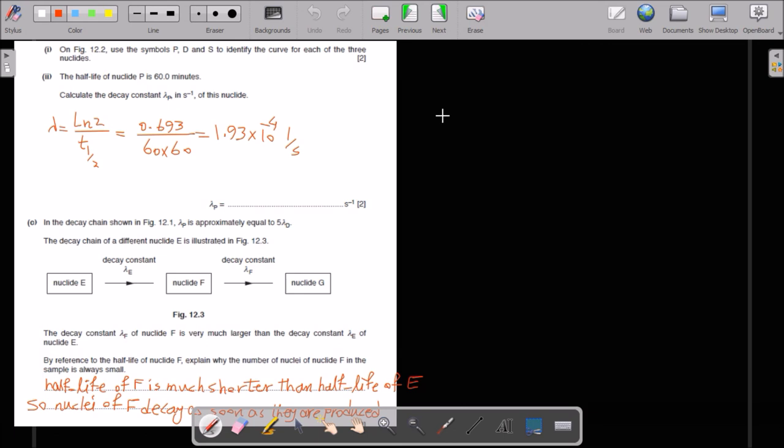In the decay chain shown in figure 12.1, lambda P is approximately equal to 5 lambda D. The decay chain of a different nuclide is illustrated in figure 12.3. The decay constant lambda F of nuclide F is very much larger than decay constant lambda E. By reference to the half-life of nuclide F, explain why the number of nuclei of nuclide F in the sample is always small.